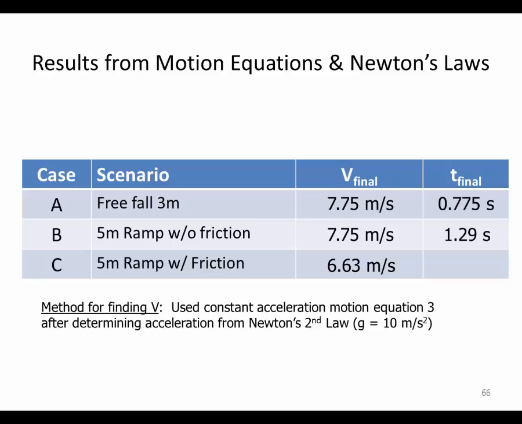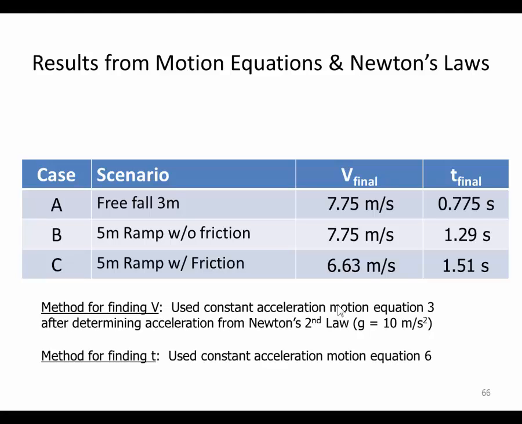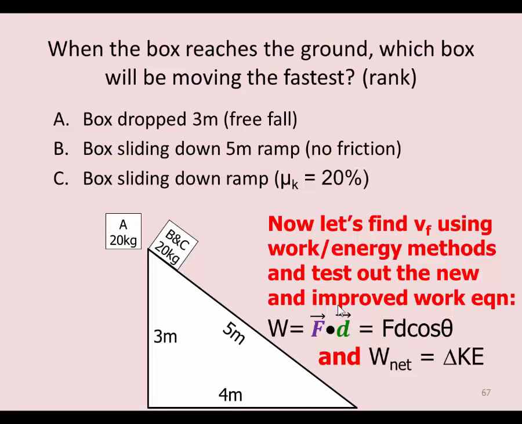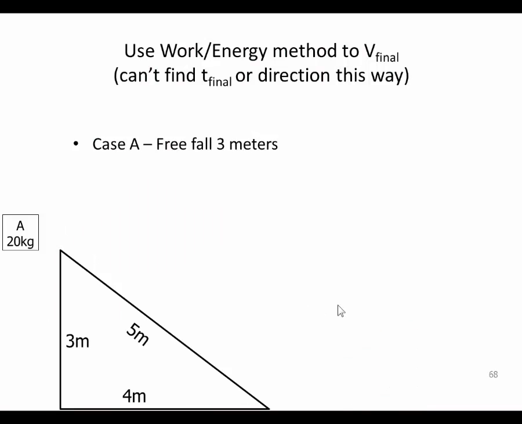And for that method, you use Newton's second law and use motion equations to do that. And we could also use those same equations to figure out times. And as you correctly predicted, the one dropping hit the ground first, the one without the friction hit second, and the one with the friction hit last. And we probably used equation 6 to figure that out. Now let's take a look at this problem again, but this time let's use energy methods to see what happens.